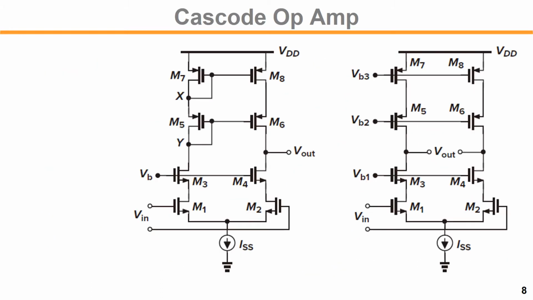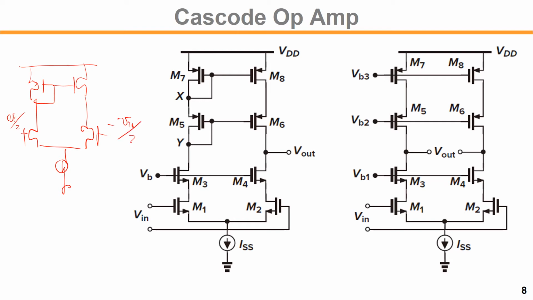For the single stage OPAMP, the gain can be found as follows. For V in over 2 and minus V in over 2 at the input, the current flows like that. So this current is replicated through the current mirror.